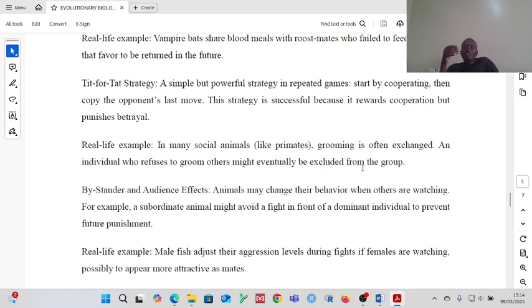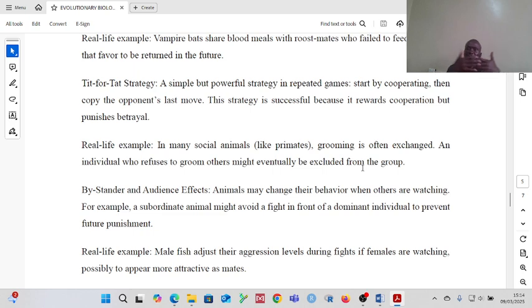So this tit for tat strategy is successful because it rewards cooperation. We began by cooperating, but it also punishes betrayal. So that if you cooperate all through, I will remember your last move, which was cooperation. Then I will cooperate with you again. But if you work against my interests, I will remember that and I will do the same to you. Okay? So this strategy is successful, the tit for tat strategy.